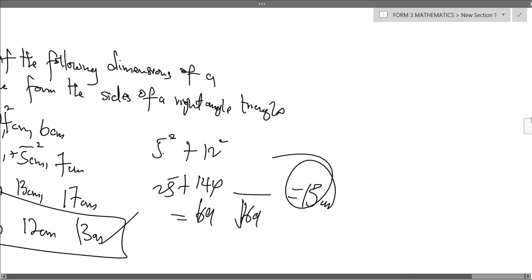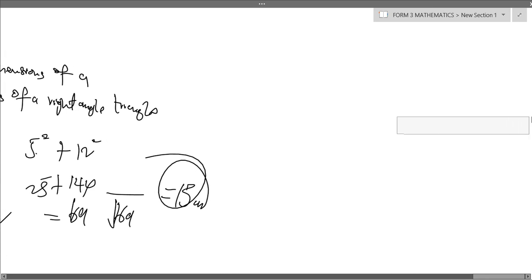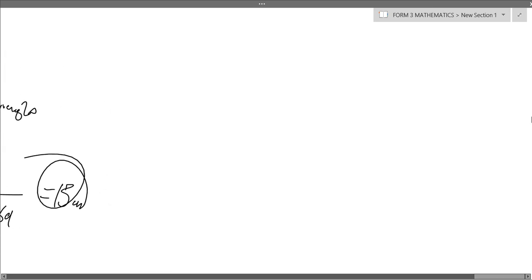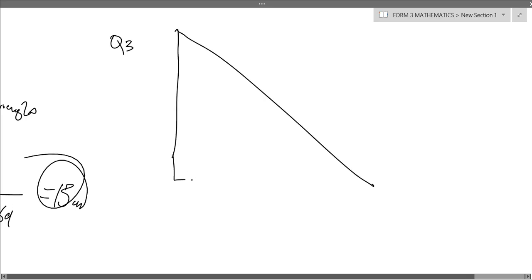Okay. Question 3. Our third objective. We have this triangle here. This is K.